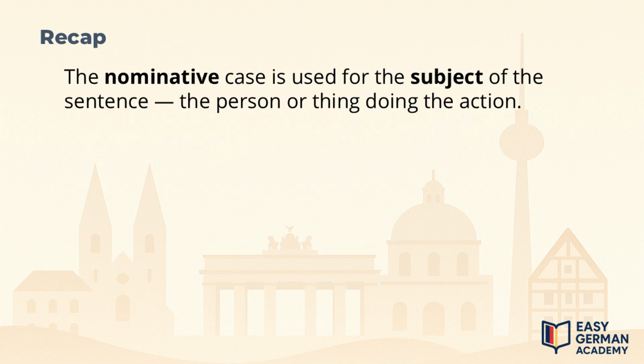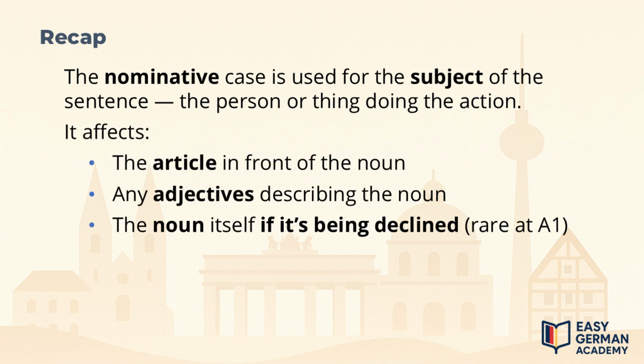Okay, quick recap before we wrap up. The nominative case is used for the subject of the sentence, the person or thing doing the action. But what exactly does the nominative case change? It affects the article in front of the noun, like der, die, das, or ein, eine, any adjectives describing the noun, and of course, the noun itself if it's being declined, rare at A1. So even if the noun stays the same, the words around it change depending on the case. But don't worry, we'll take it one step at a time.